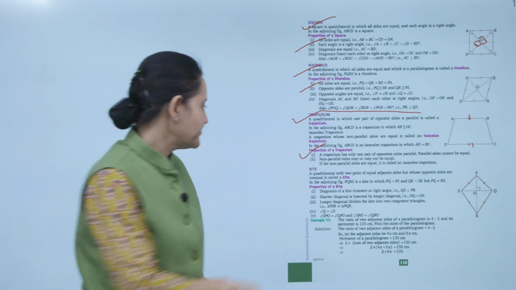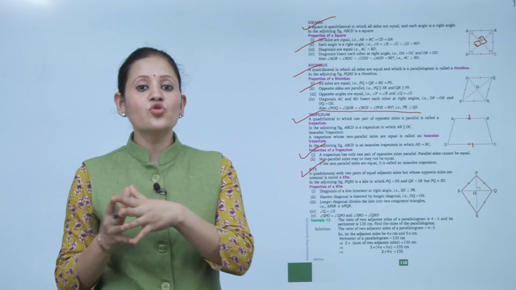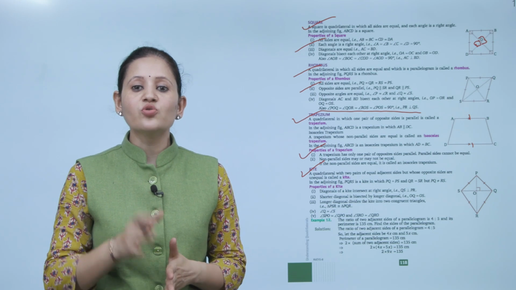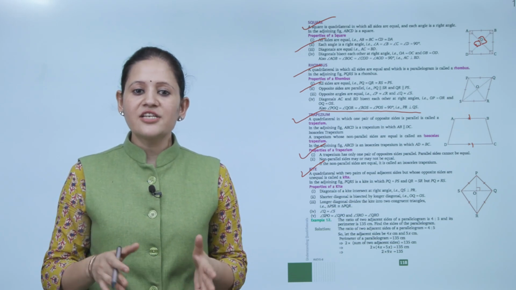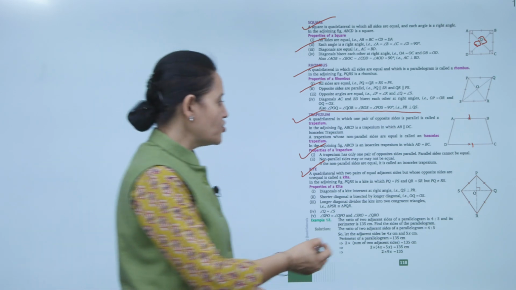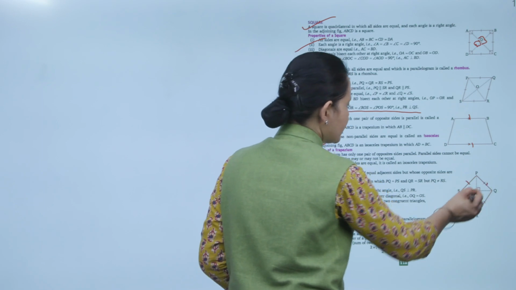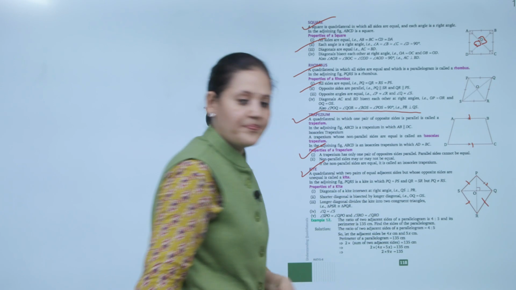Next is kite. A kite is a quadrilateral with two pairs of equal adjacent sides but whose opposite sides are unequal. In the adjoining figure, PQRS is a kite in which PQ equals PS. PQ and PS are equal, and SR and RQ are equal. Clear?